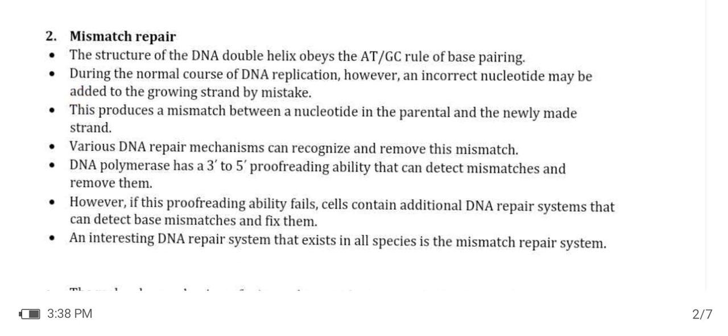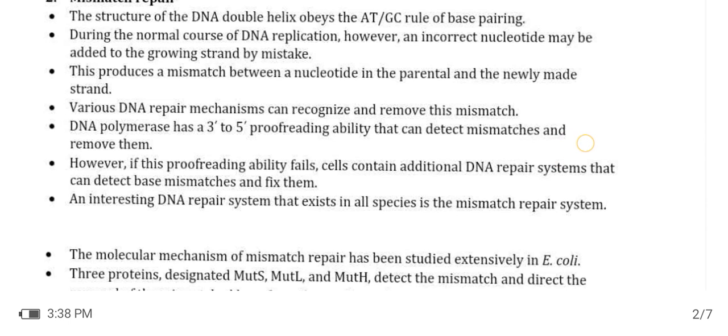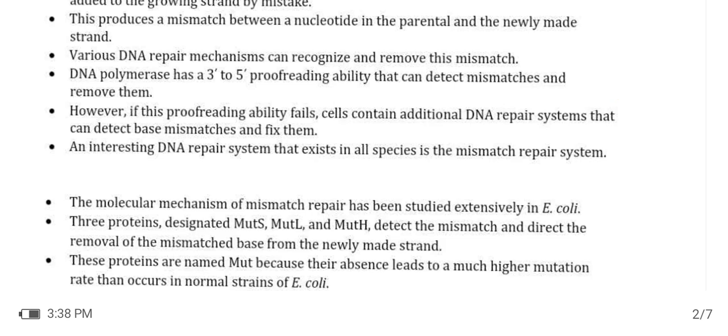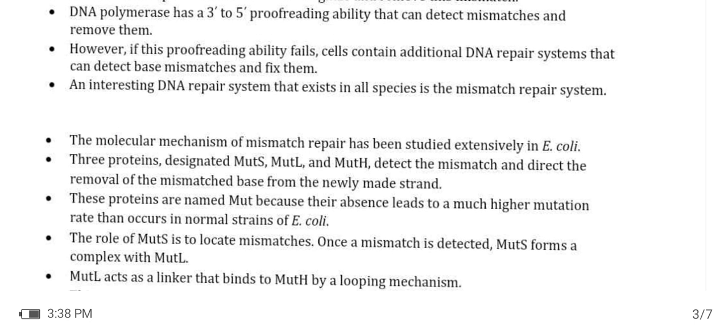Then mismatch repair. The structure of the DNA double helix obeys the A-T, G-C rule of base pairing. During the normal course of DNA replication, however, an incorrect nucleotide may be added to the growing strand by mistake. This produces a mismatch between the nucleotide in the parent and the newly made strand. Various DNA repair mechanisms can recognize and remove this mismatch. DNA polymerase has 3' to 5' proofreading ability that can detect mismatches and remove them. However, if this proofreading ability fails, cells contain additional DNA repair systems that can detect base mismatches and fix them.